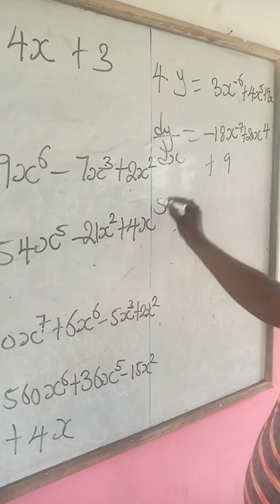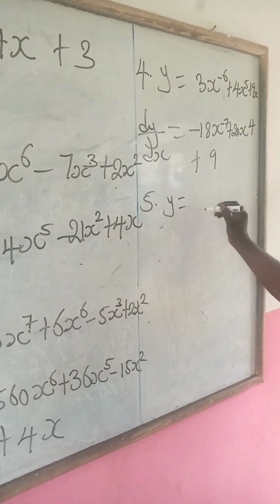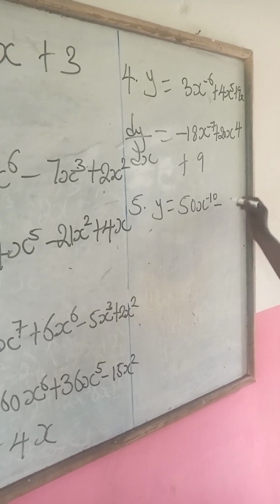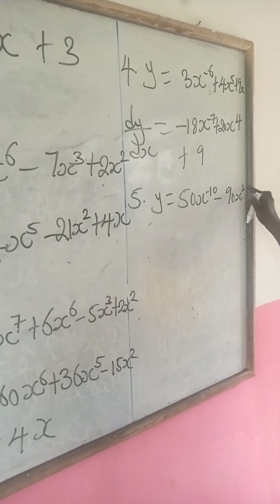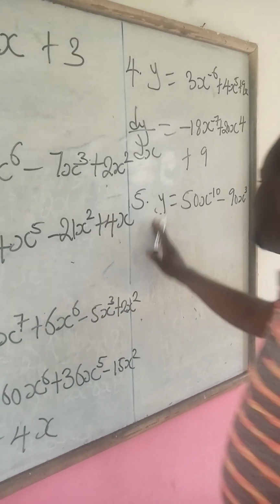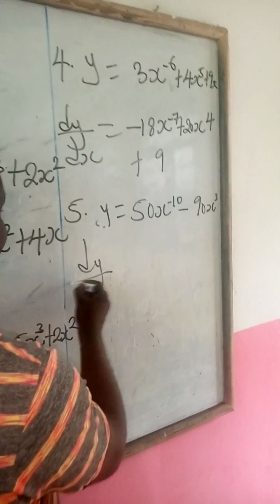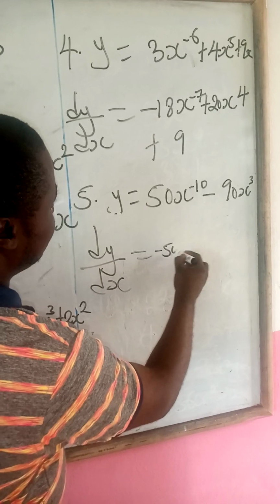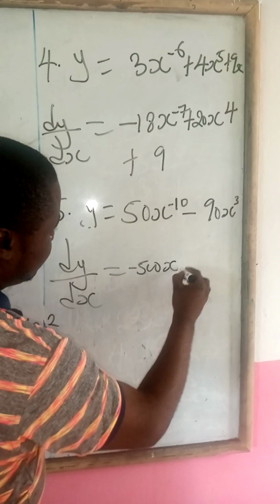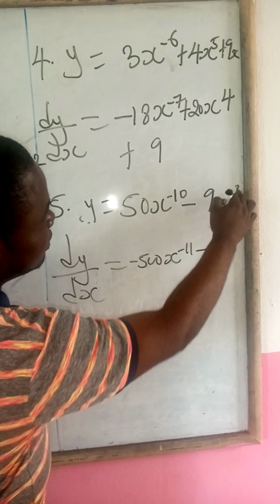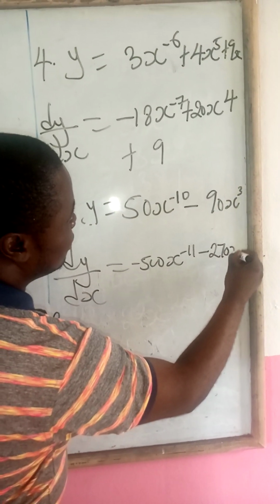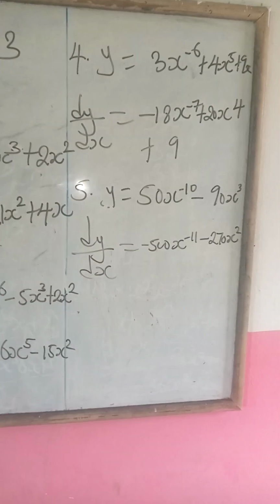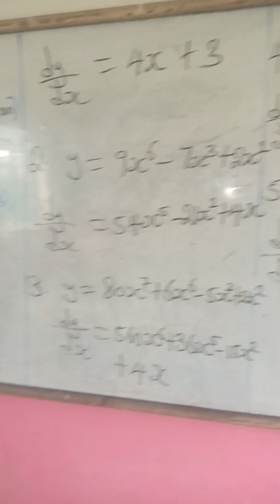Let's solve the last one for today. If you have y equals, let's say, 50x raised to the power minus 10, then minus 90x raised to the power 3. How can we solve this? Still the same principles. Here, our dy/dx, because minus 10 times 50 will give you minus 500, and this is x raised to the power minus 11. Then minus 3 times 90 is 270, into x raised to the power 2. That's all. Very simple. Everybody can see that differentiating by applying the sum rule is very simple.